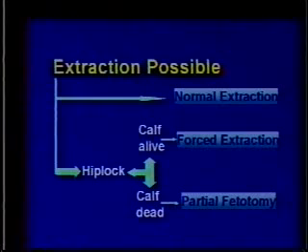Partial meaning we cut off the exposed portion of the calf, probably as much as the anterior 2/3 of the calf, and then we place a wire around the calf between the legs, dividing the fetal pelvis and removing those 2 pieces separately.